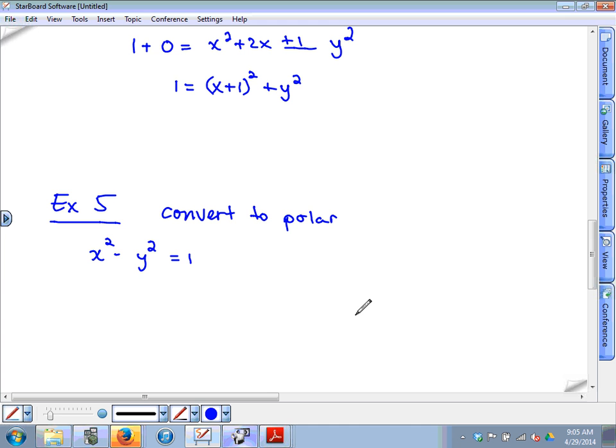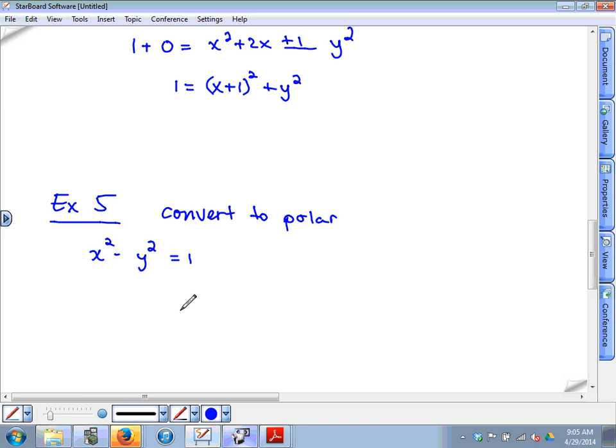Now you guys, this would be really, really, really easy if this were x squared plus y squared. Why would it be so easy if this were a plus sign? That would just be r squared. R squared equals 1. But dang it, this one isn't quite as easy.